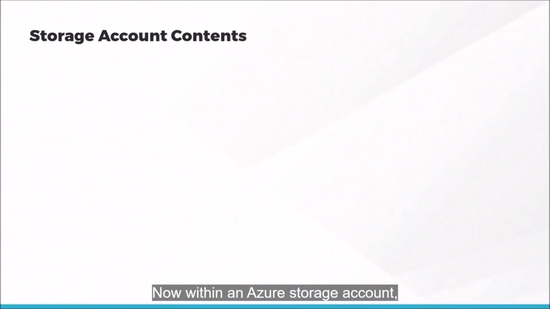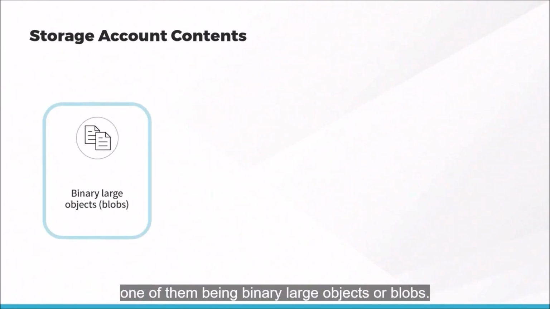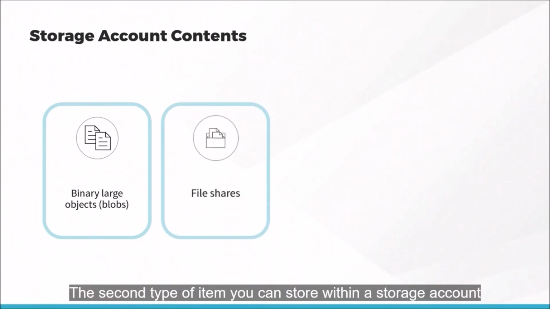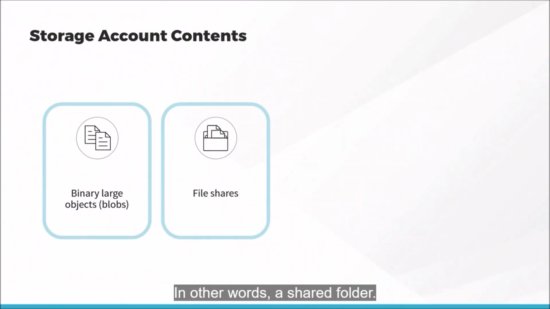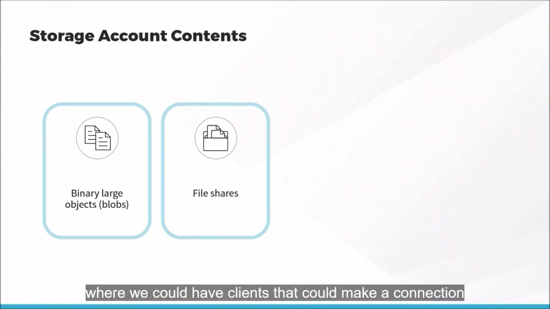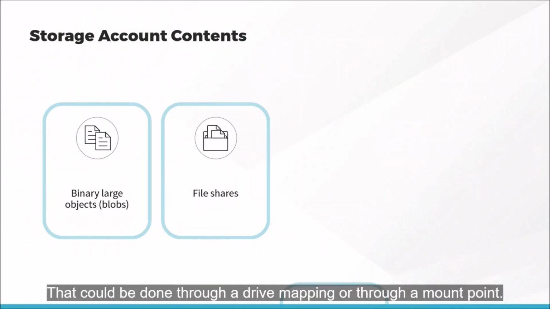Now within an Azure storage account, you have the option of storing 4 different types of things, one of them being binary large objects or blobs. Essentially, a blob is just a file that you can upload and have stored in the cloud. The second type of item you can store within a storage account is a file share. In other words, a shared folder, the same way that we would have done this on premises over the decades, where we could have clients that could make a connection to that shared folder and access those files from a central file server. That could be done through a drive mapping or through a mount point.